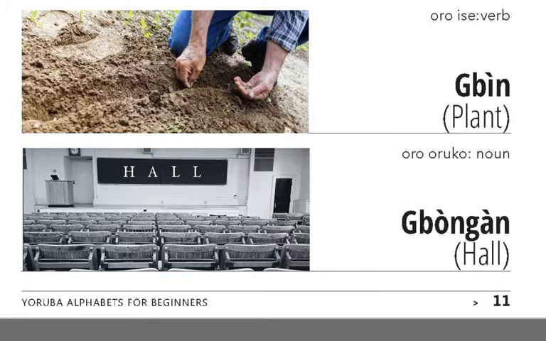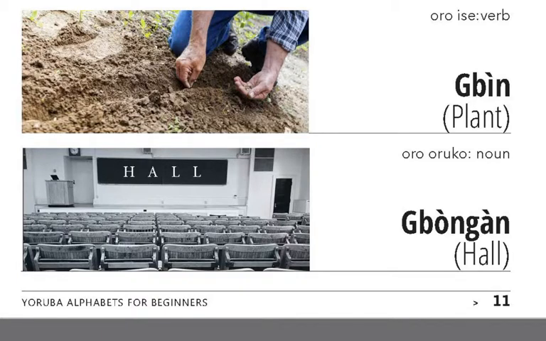Gba, Gbe, Ni, Gbe. Don't forget your I in English is pronounced E in Yoruba. Gbe, Ni, Gbe. Plant. The other example: gbongbon. Gbo, Ni, A, Ni. Gbongbon.